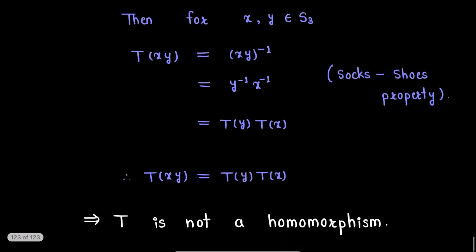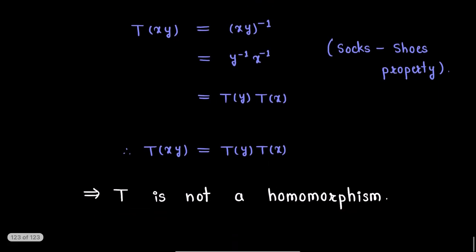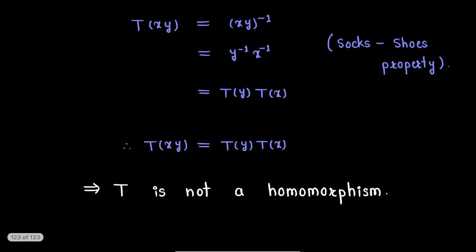Now by the socks-shoes property, we have xy inverse will be equal to y inverse x inverse. Now y inverse is T of y and x inverse is T of x, so we get T of xy is equal to T of y into T of x, and this shows that T is not a homomorphism. Now as T fails to be a homomorphism, we can conclude that T is not an automorphism from group S3 to itself, and this completes our exercise.